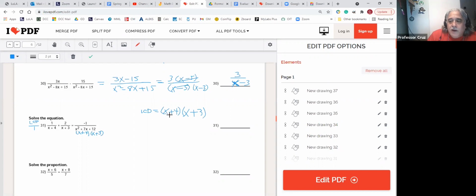So therefore, if you're multiplying by both of these, then the x plus 4 and this x plus 4 are going to take each other out, and you're left with 1 times x plus 3, because the x plus 3 is going to stay in there. And when you multiply on this one times that LCD, the x plus 3's are gone, and you got 2 times x plus 4.